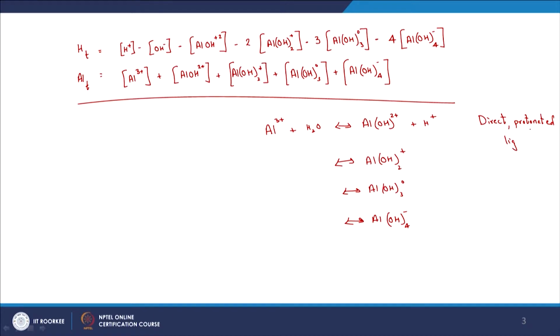Direct addition of the ligand in the form of the protonated ligand, right. And obviously we will then have beta 1 star, beta 2 star, beta 3 star, beta 4 star, right.